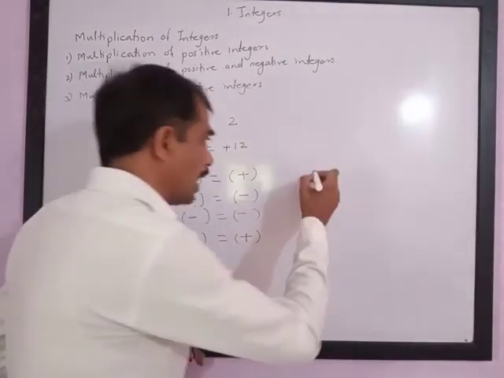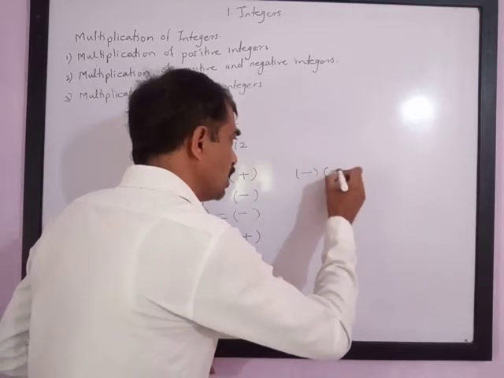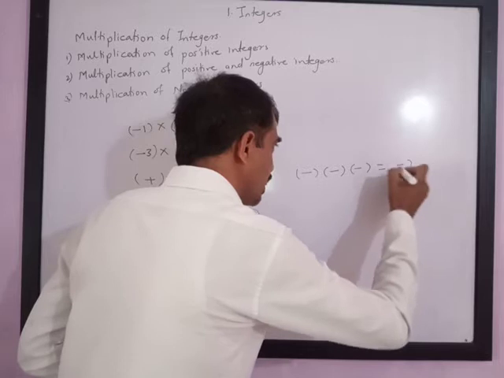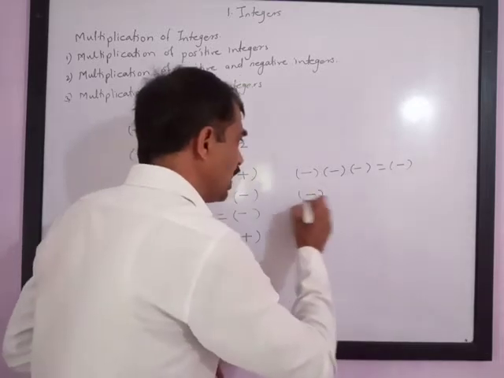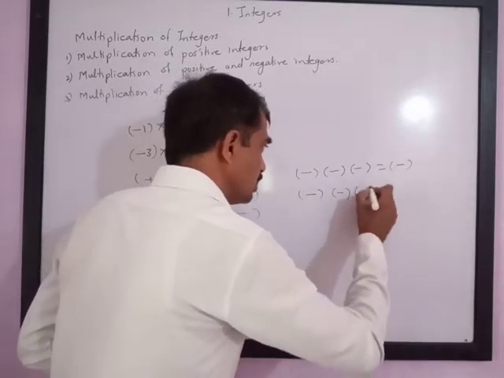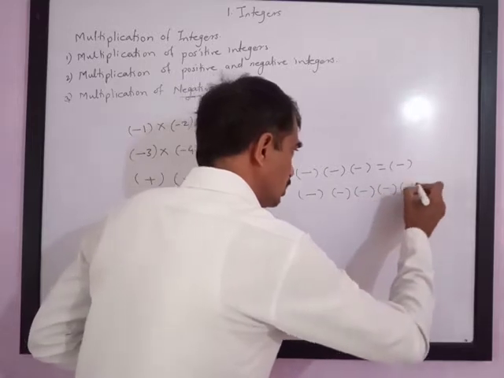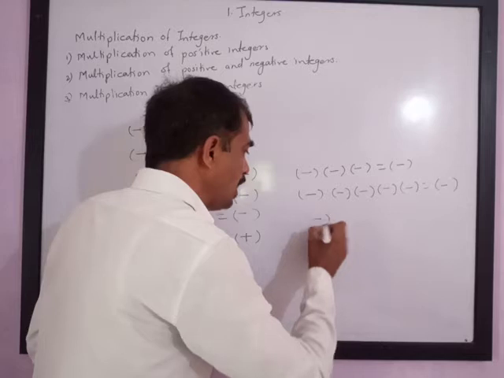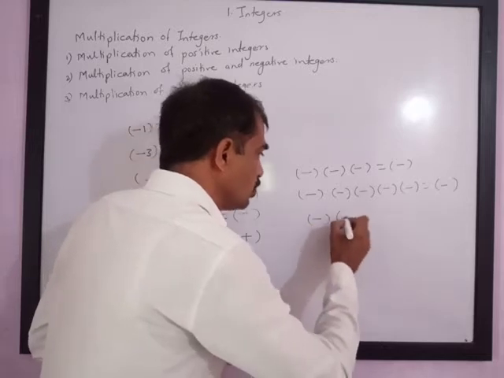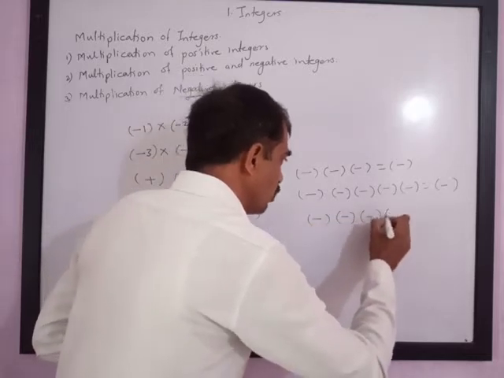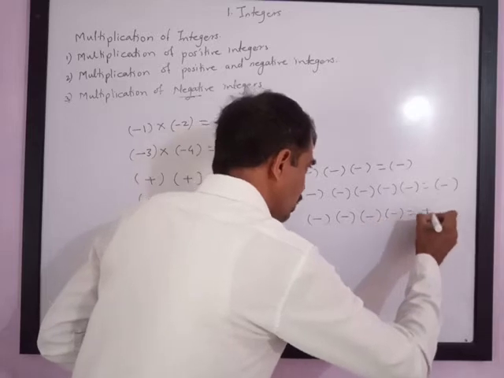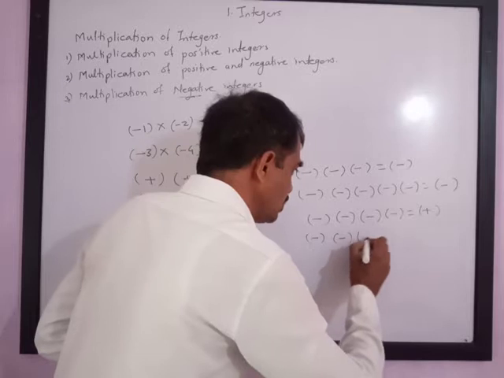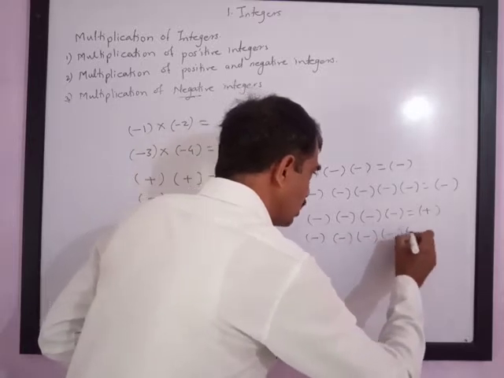If we multiply a negative sign 3 times, we will get the answer negative. If you multiply a negative sign 5 times, then also we will get the answer negative. If you multiply a negative sign 4 times, we will get the answer positive. If you multiply a negative sign 6 times, we will get the answer positive.